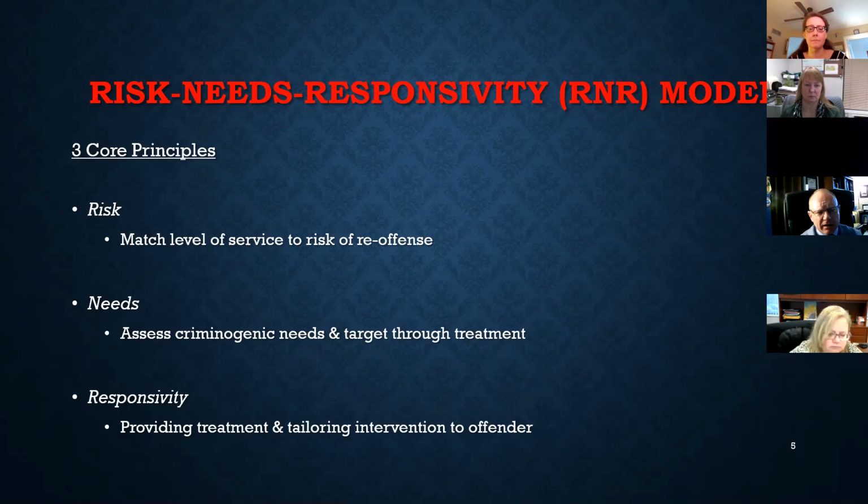So really, we're looking at targeting those needs through treatment, addressing them. And again, responsivity: providing treatment and tailoring interventions to the offender. Again, that's so critical, and I think that's where sometimes the ball is dropped when it comes to providing that treatment and not really addressing those responsivity factors.